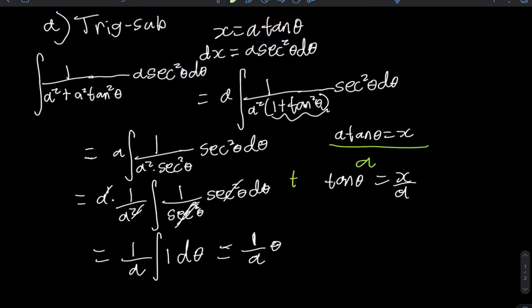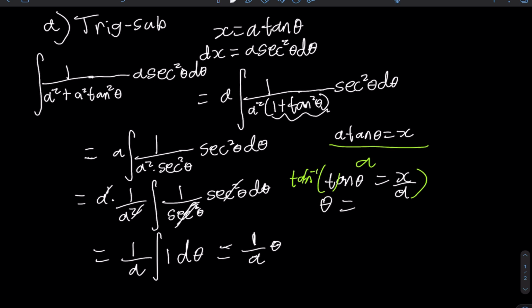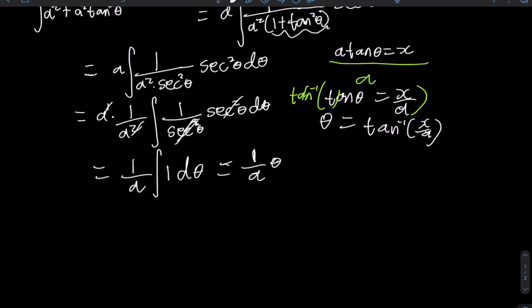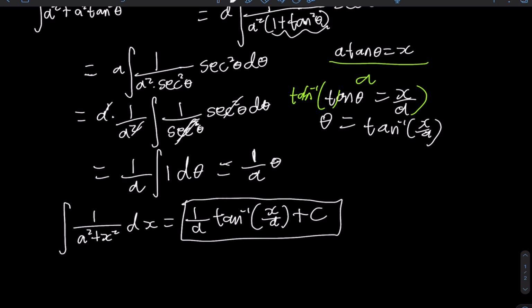So let's take the inverse tangent on both sides, like so. And we can see that this and this cancel, and we're just left with theta is equal to the inverse tangent of x over a. So now, replacing our theta with that, we get the integral of 1 over a squared plus x squared dx being equal to 1 over a, and our theta is now the inverse tangent of x over a. And then we can put the plus c now, and this is our answer.